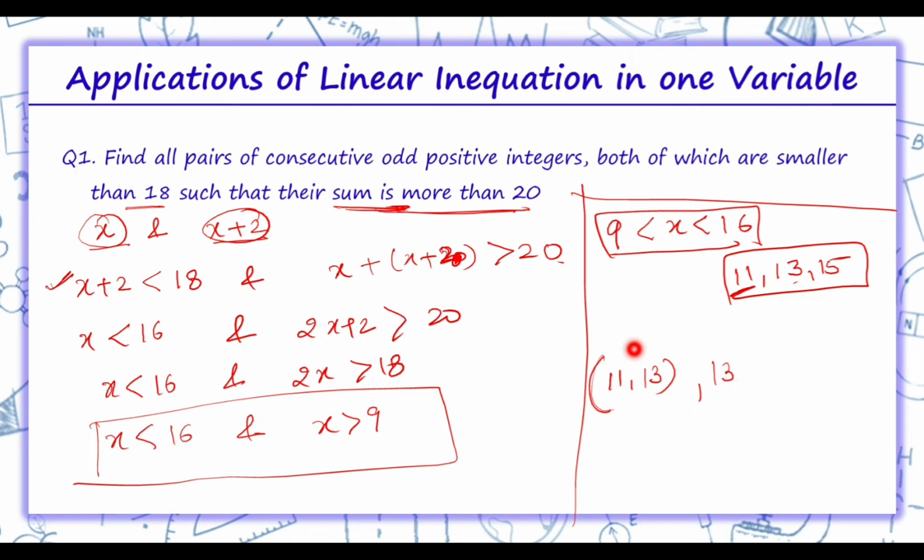Similarly, if we take 13, it can be 13 and 15, and if we take 15, it can be 15 and 17. So the required pairs of odd integers are 11, 13; 13, 15; 15, 17, both of which numbers are smaller than 18, but their sum is more than 20.